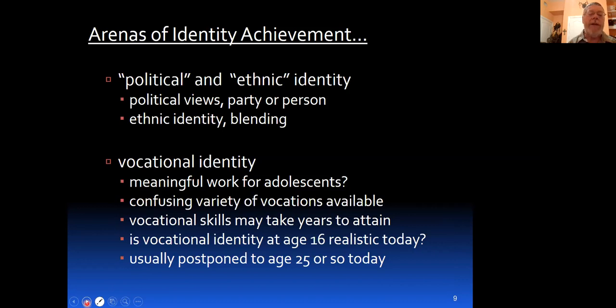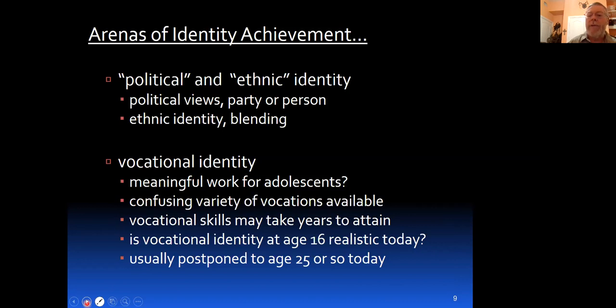For example, maybe someone of Mexican American background might look at it and say, well, am I going to have a quinceañera like my grandmother and my mom had, or am I not going to do that and do something else? Also, there is a special challenge if one has the potential of blending more than one ethnic identity.